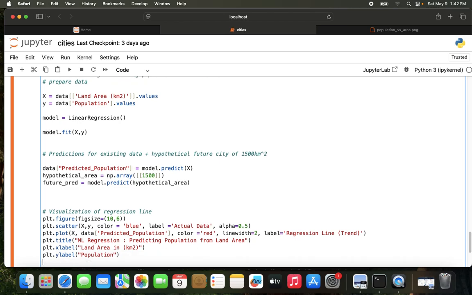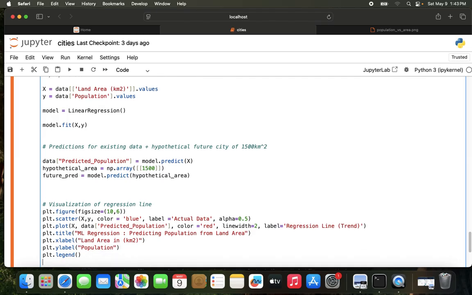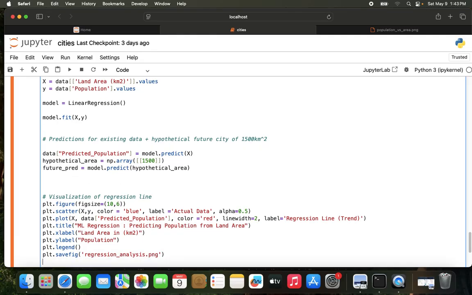And then we want to use legend, and then we want to save the figure, and let's name it regression analysis.png, like so. And then we're going to close for memory management.